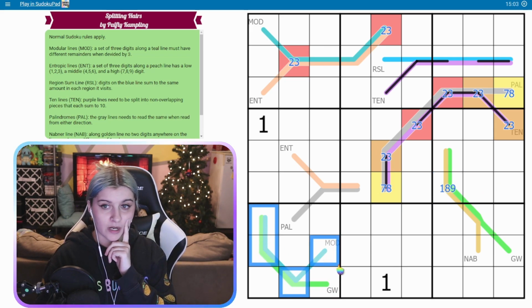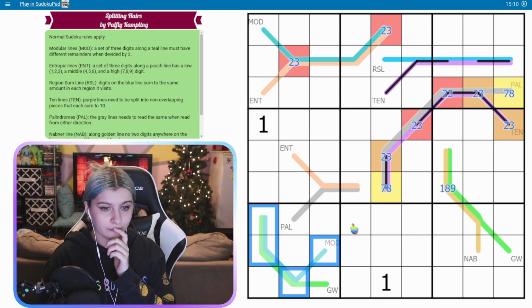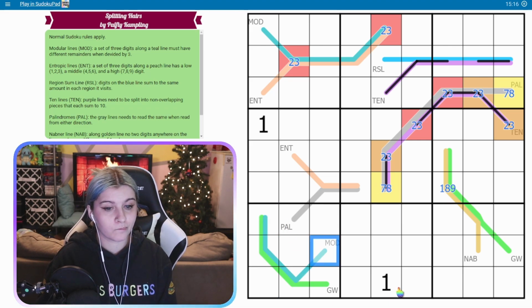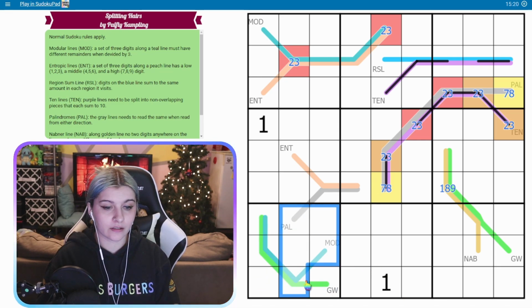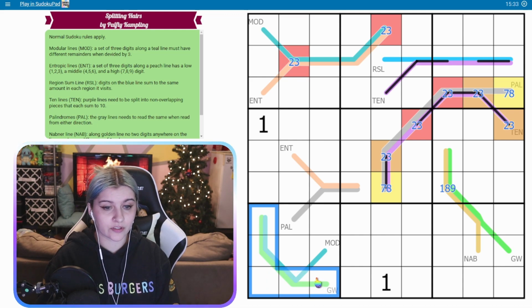This is modular, which is 147, 258, or 369, along with a German whisper. Okay, I know that these two are going to be from the same set. One in here needs to go in here somewhere. If this is a 1, this would be a 4 or a 7, and that's fine. German whisper. I can't use a 1 on this German whisper line at all. I also can't use a 5 on the German whisper line at all.